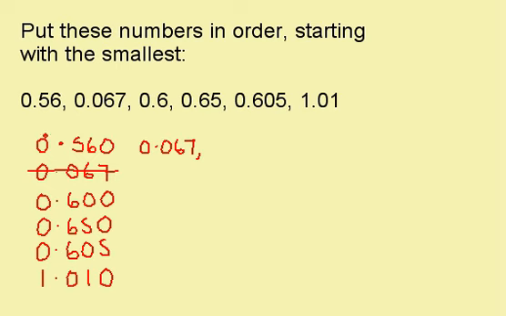Now for the next number, it's going to be one of the ones beginning with a 0. Look at the next column, I've got a choice of 5 or 6, so the 5 must be the smallest. Remember that this number was actually 0.56.